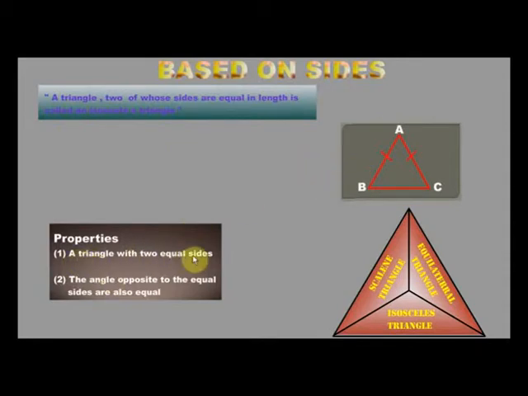A triangle with two equal sides. So its properties are a triangle with two equal sides, and the angles opposite to the equal sides are also equal. Again, this is a property which we are going to study later, but for now we can say that an isosceles triangle is a triangle in which two of its sides are equal in length.